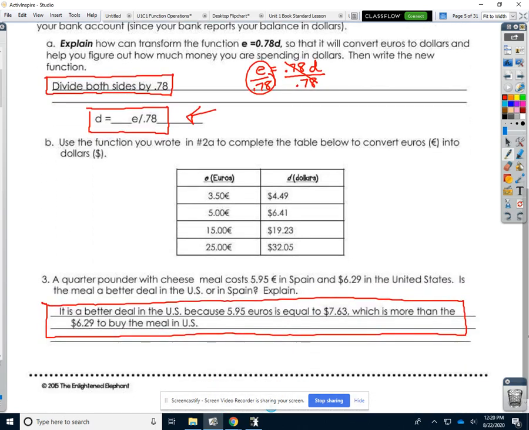If we scroll down here, it's definitely a better deal in the United States, a quarter pounder with cheese is, because 5.95 euros is equal to $7.63, which is more than the $6.29 to buy the meal in the US.